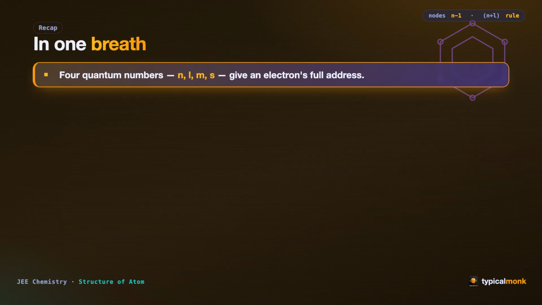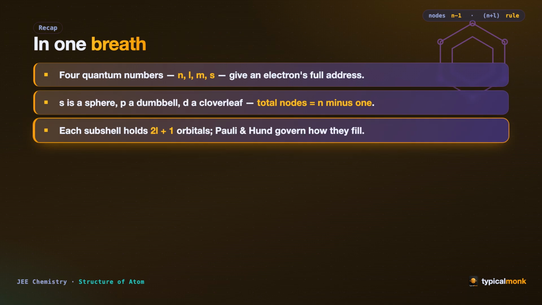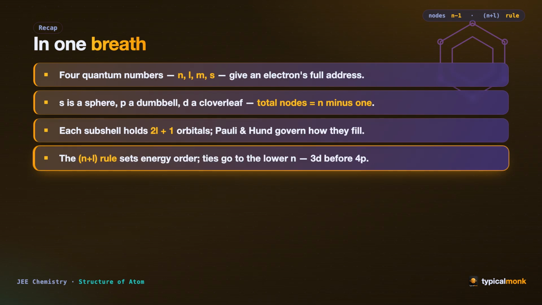Let us gather the whole class in one slow breath. 4 quantum numbers, n, l, m, and s, together give an electron its full and unique address inside the atom. The s orbital is a sphere, the p a dumbbell, the d a cloverleaf, and the total number of nodes is always n minus 1. Each subshell holds 2l plus 1 orbitals, and Pauli and Hund together decide how those orbitals fill. The n plus l rule sets the order of energies, and whenever 2 orbitals tie on that sum, the lower n wins. 3d before 4p.